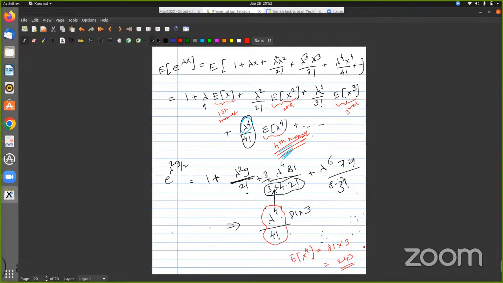In this case, what I'm saying is, if sigma square is lambda, then we'll get cubic terms.